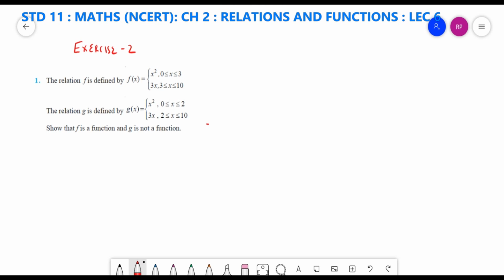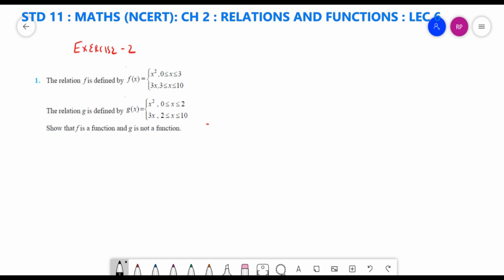And the function g is defined as g(x) equal to x square when x is 0 less than or equal to x less than or equal to 2, and 3x when 2 is less than or equal to x is less than or equal to 10. Now you have to show that f is a function and g is not a function. According to the definition of the function, every element of the domain must have one and only one image. Then you will say that it is a function.